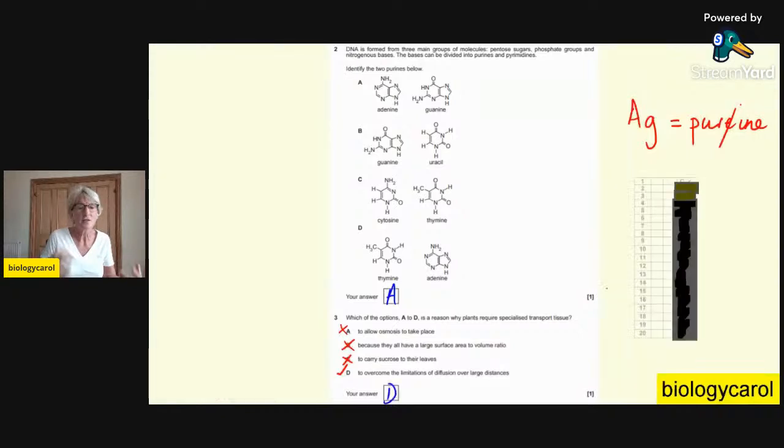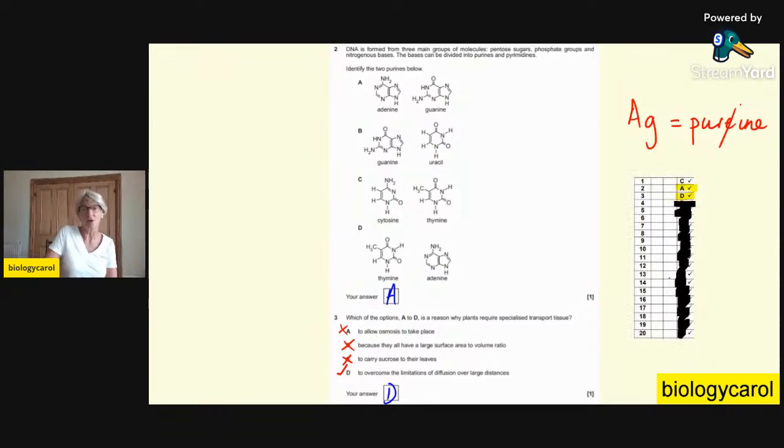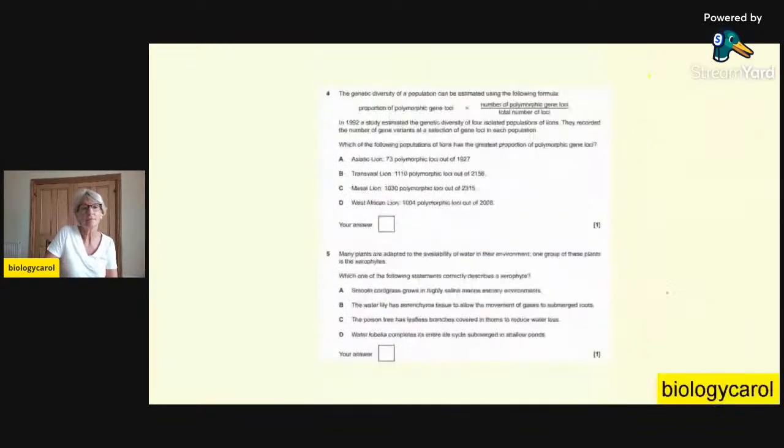That is incorrect. So the only right answer is D. And here is the mark scheme. Question 4. Genetic diversity of a population can be estimated using the following formula. And you've got it here. And hopefully that is familiar to you because it is part of your syllabus.